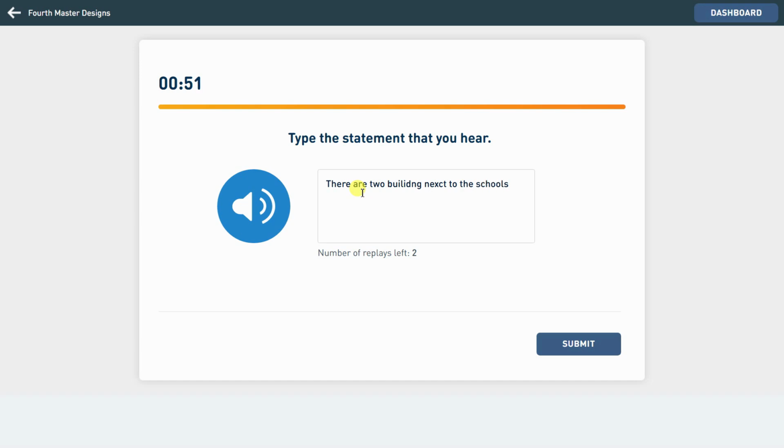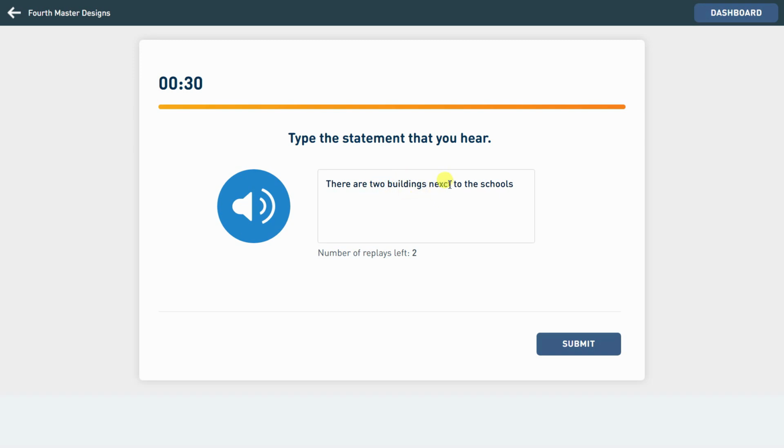So you see, guys, I'm not trying to write the correct word when I'm listening for the first time. What I'm doing is trying to write everything. Then I try to make sense. There are 2 BUILDINGS, buildings. Why is it 2 here?